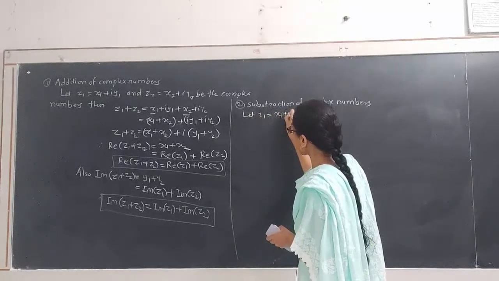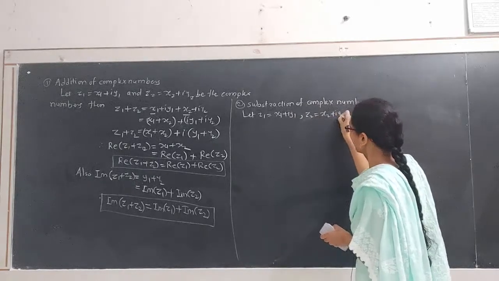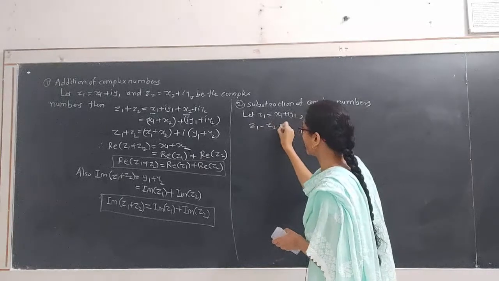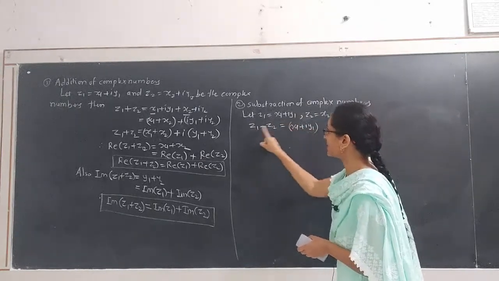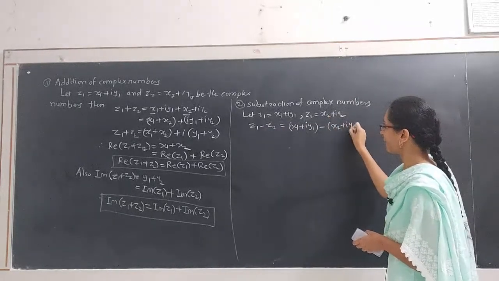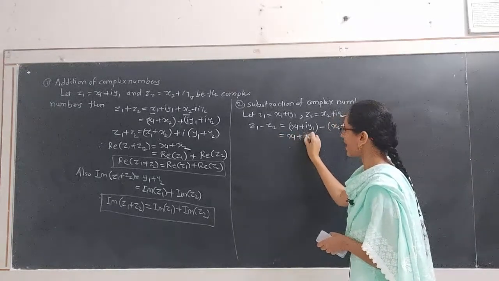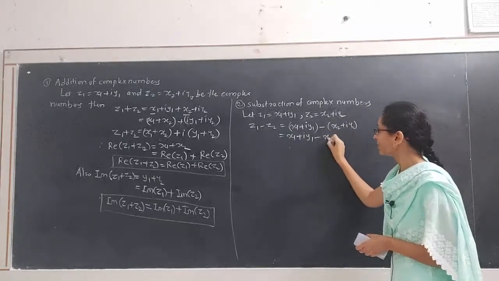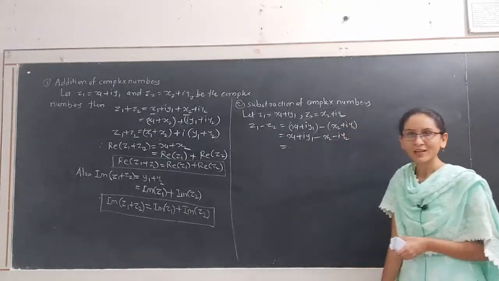z1 is x1 plus i y1, z2 is x2 plus i y2. Then we take the subtraction, z1 minus z2, is equal to x1 plus i y1, the first complex number, minus x2 plus i y2, the second complex number. Take the negative sign to this bracket: x1 plus i y1 minus x2 minus i y2, where x1 and x2 are the real parts of z1 and z2.